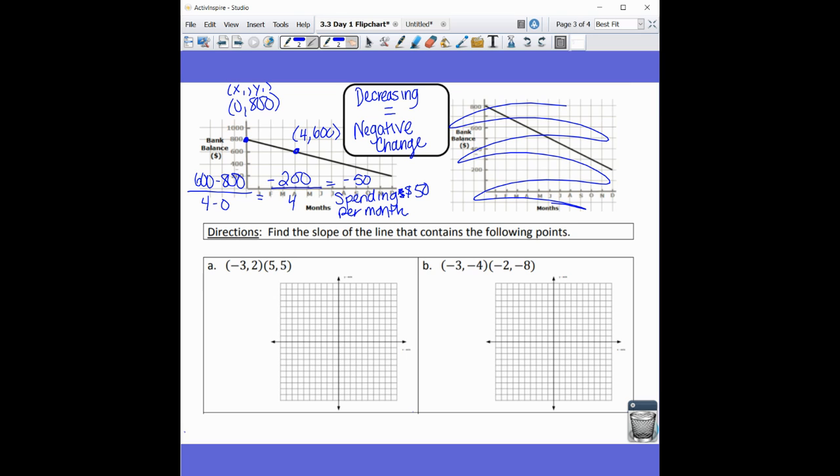Next two problems are just straightforward. Find the slope of the line that contains the following points. So first we have to plot the points. So how do I plot negative 3, 2? This is my first coordinate point. How do I plot it?